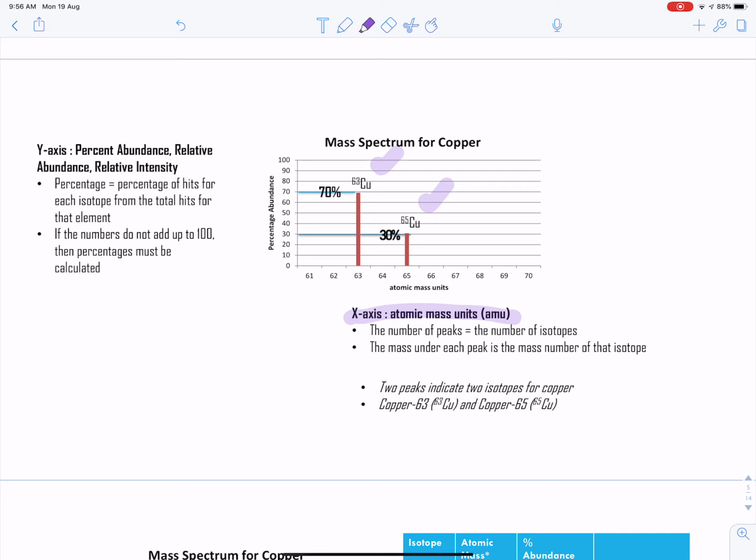On the y-axis, this could be percent abundance, relative abundance, or relative intensity. So this is a percentage: the percentage of hits for each isotope from the total hits for that element. So of all the total hits, 70% come from copper-63 and 30% come from copper-65. If the numbers do not add up to 100, then you have to recalculate the percentages.